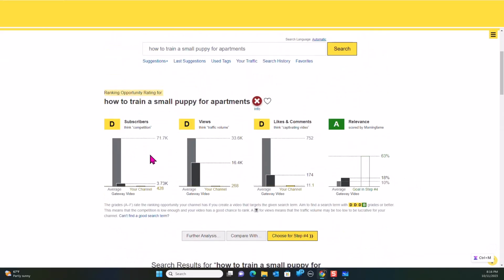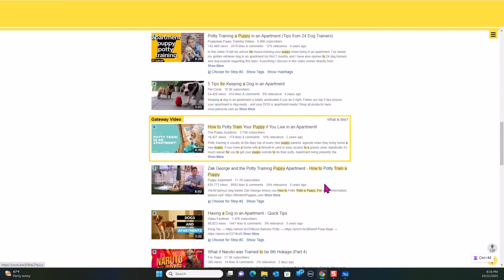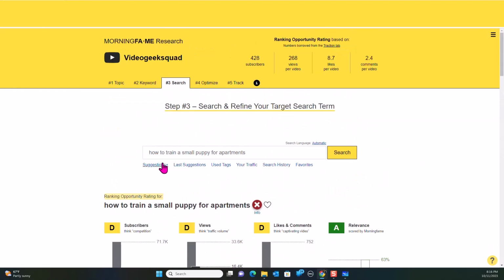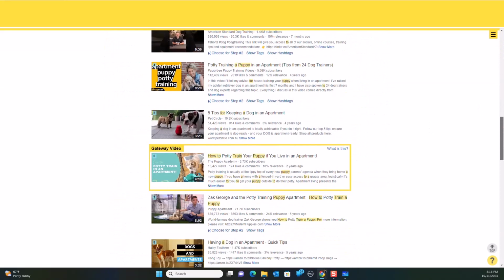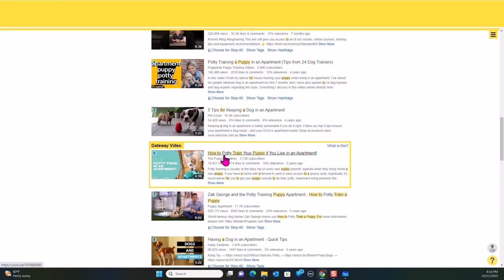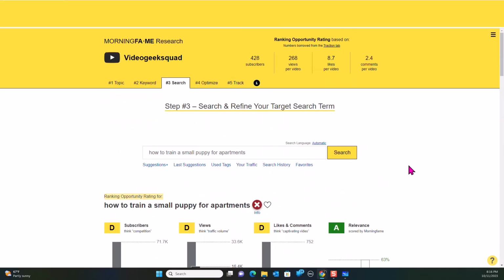It's relevant, and it's going to be able to give you a great search volume. Obviously, we know other people are looking because it says how to potty train your puppy if you live in an apartment. Okay. And what we did is we just said how to train a small puppy for apartments. So they may not be looking for the exact term, but you have how to train puppy, and you've got the word apartment in your keyword. So that's how you kind of have to think about keywords, especially when you're looking to rank and you are a small channel. You want to stay focused and think about it that way.